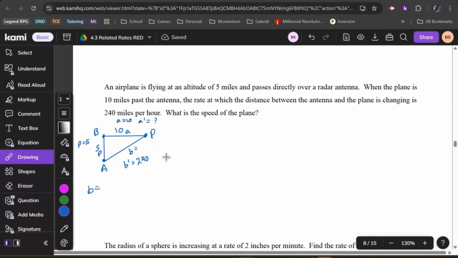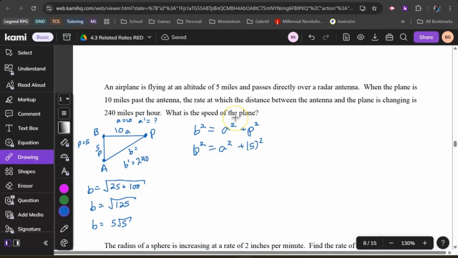Okay, so B is the hypotenuse, so it's going to be equal to the square root of 5 squared, 25, plus 10 squared, 100. And so B is going to be the square root of 125. And we know that B is going to be 5 root 5 if we're good at reducing radicals, which hopefully we are by this point. All right, so then we can go back and do our original Pythagoras to relate all these things. So that would be B squared is equal to A squared plus P squared. All right, but remember we plug in the things that are constant, so it's B squared equals A squared plus 5 squared, because the height is not changing.